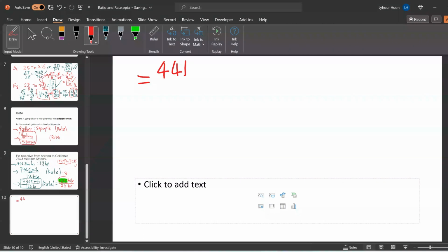You want to check? Yes, we check the numerators. Sorry, my four looks like a 9. 491 over 8.